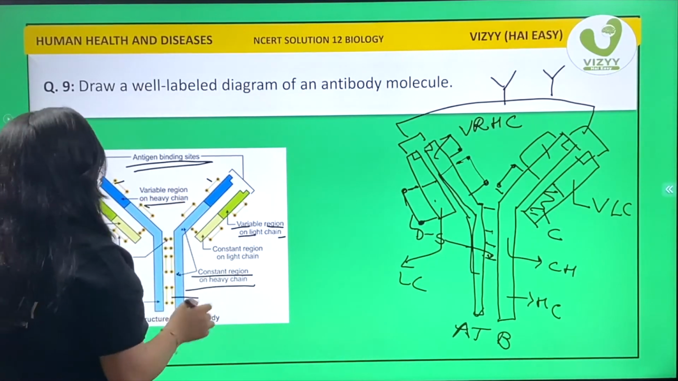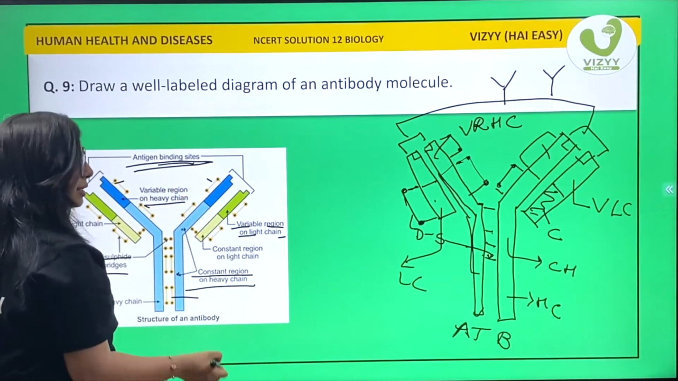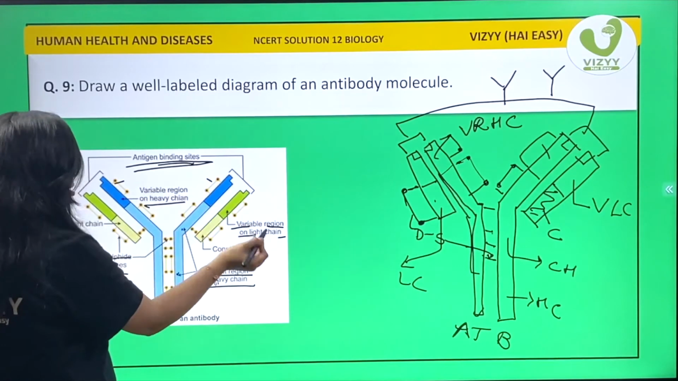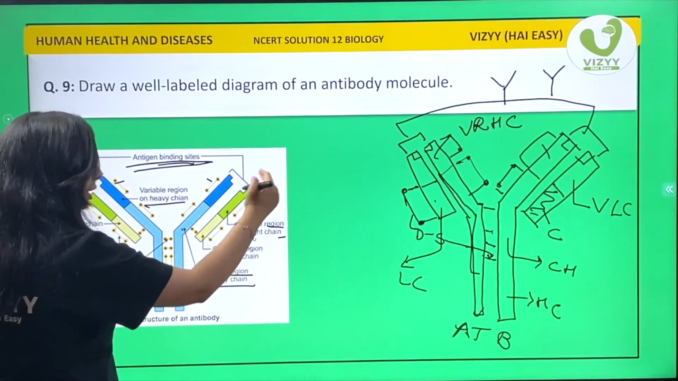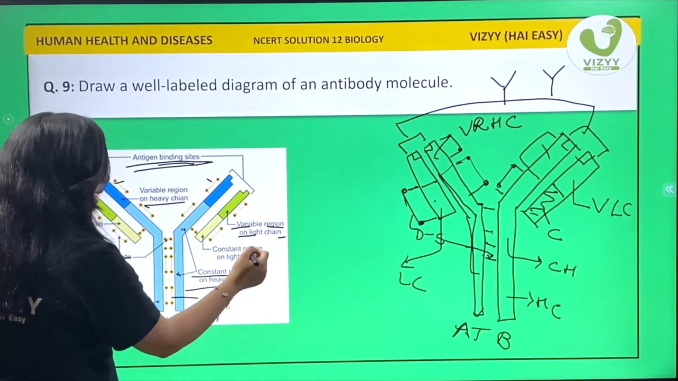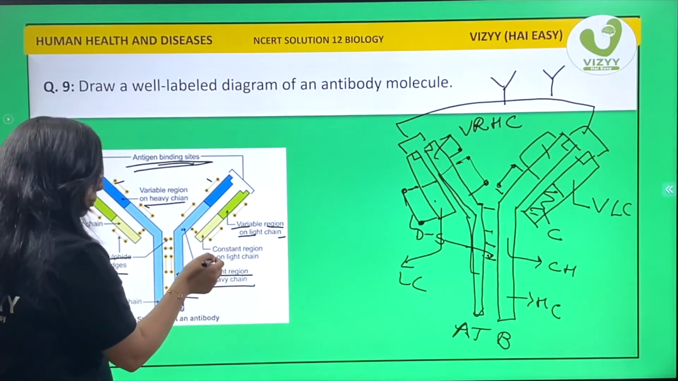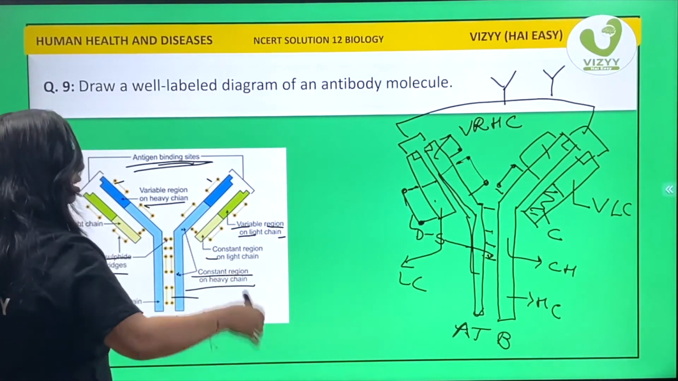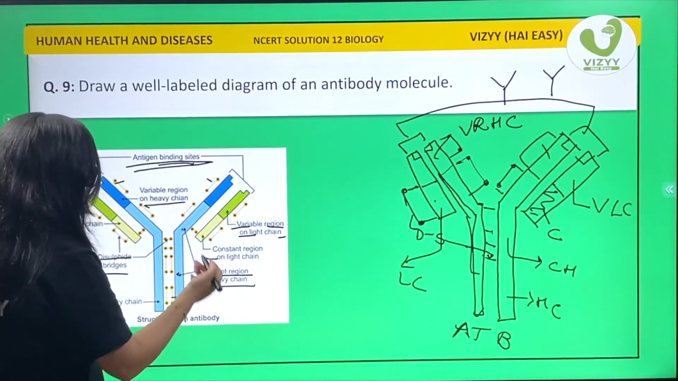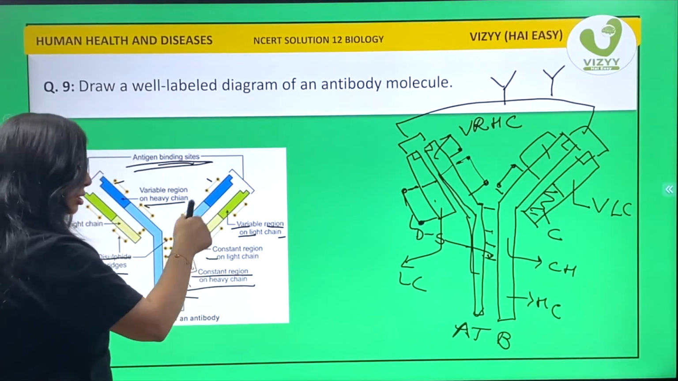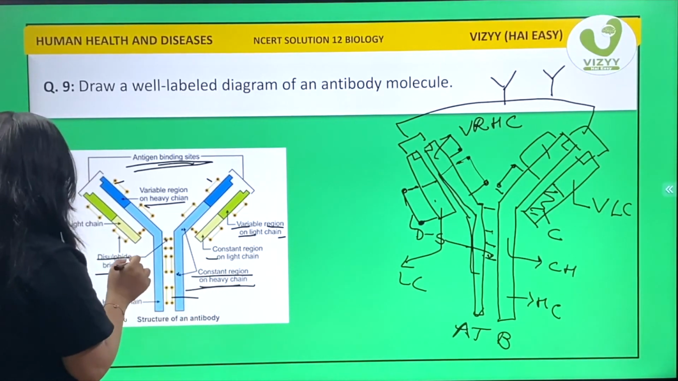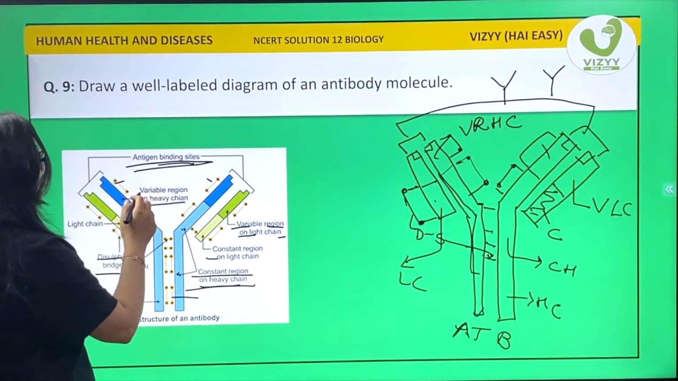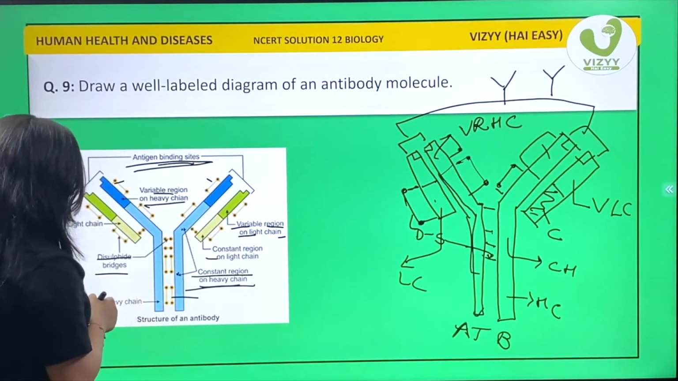So let's start with antigen binding sites. The outer regions are both light chain. The top region of both the light chain is known as variables, and the bottom one is constant region. The inner one is heavy chain. The portion down is constant of a heavy chain, and above is the variable region of the heavy chain.